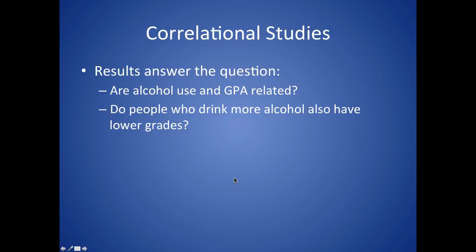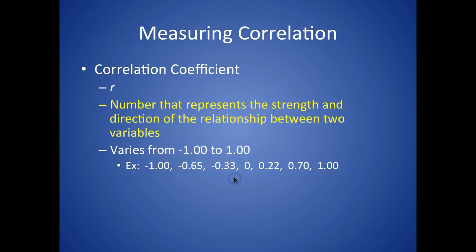So the question you're asking, if you're using this example, is are alcohol use and GPA related? And more specifically, do people who drink more alcohol also have lower grades? When you take your sample, you give your survey, maybe you have 100 people take this, and for each subject you collect the amount of alcohol used and your GPA. So each subject is measured on both variables.